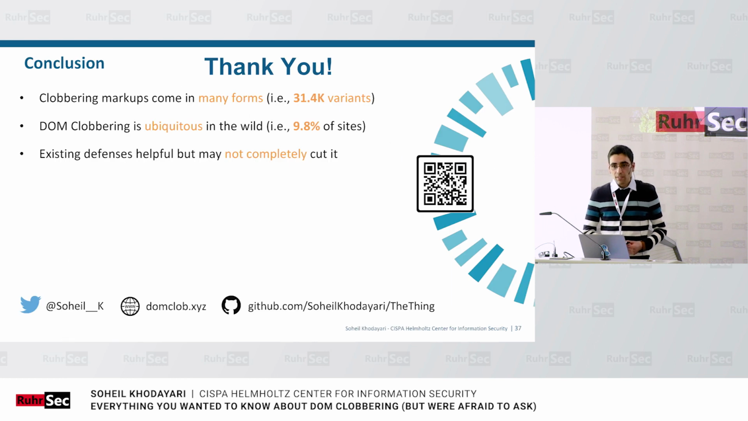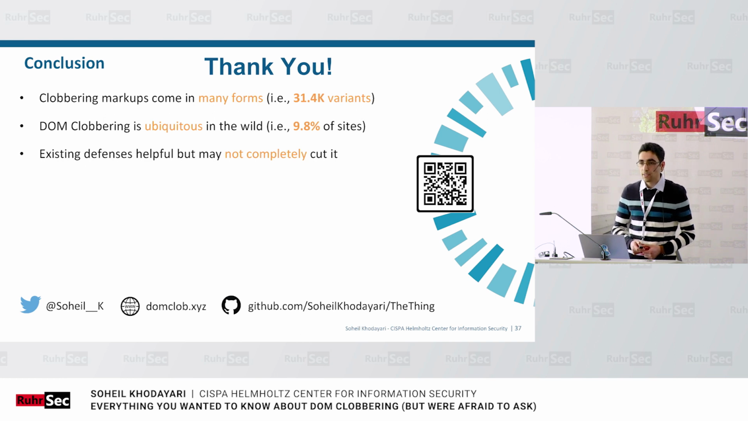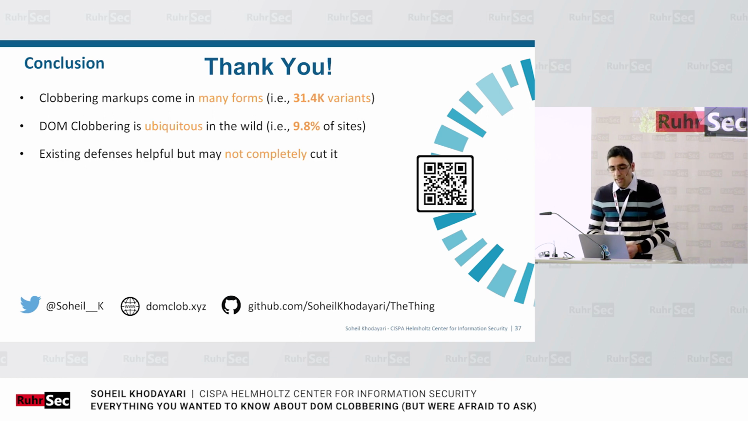Okay, so what did we learn in this study? First, DOM clobbering markups come in many forms and variants, and there are over 31,000 of them. Second, DOM clobbering is ubiquitous in the wild, affecting 9.8% of the websites, so this has to be taken seriously. And third, existing defenses and current countermeasures that we have are helpful, but may not completely cut it.